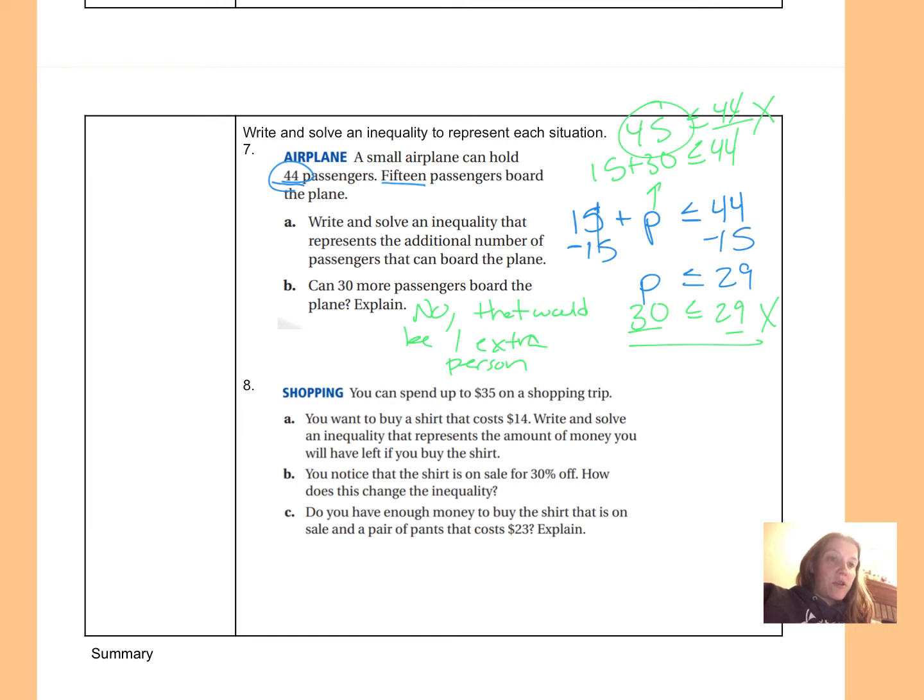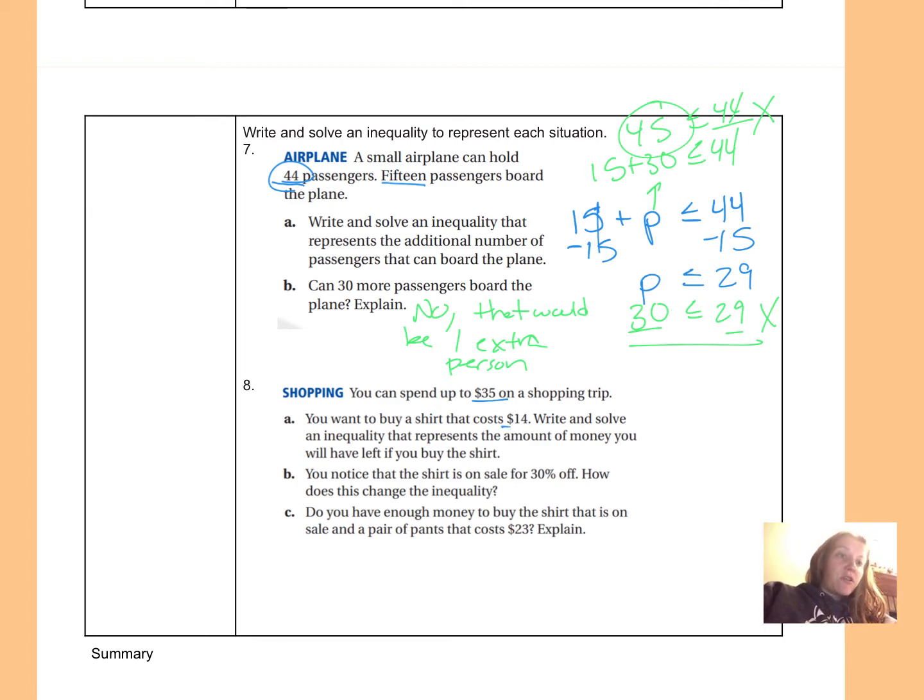Last one. You can spend $35 on a shopping trip. So I have $35. I can spend $35, or I can choose to spend less than that and save some money. But I can't spend any more than I have. So that means I know I'm going to have less than or equal to 35.